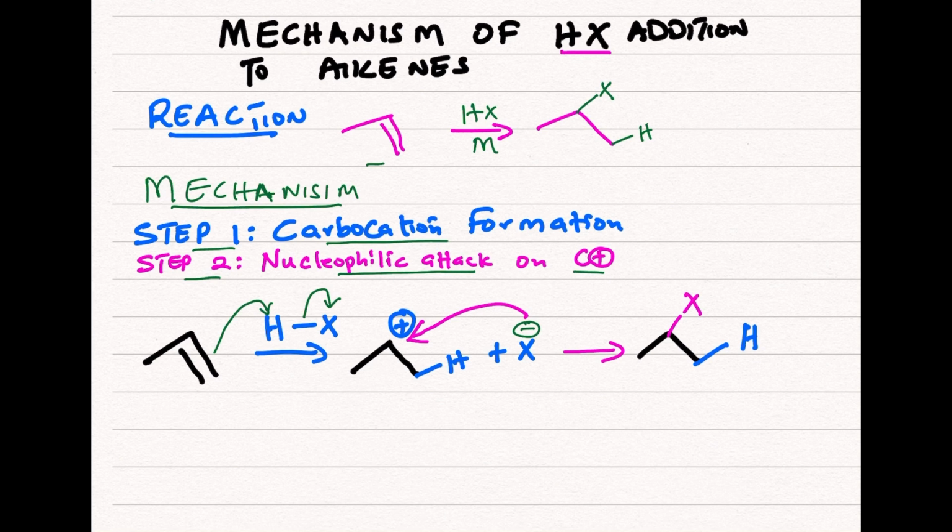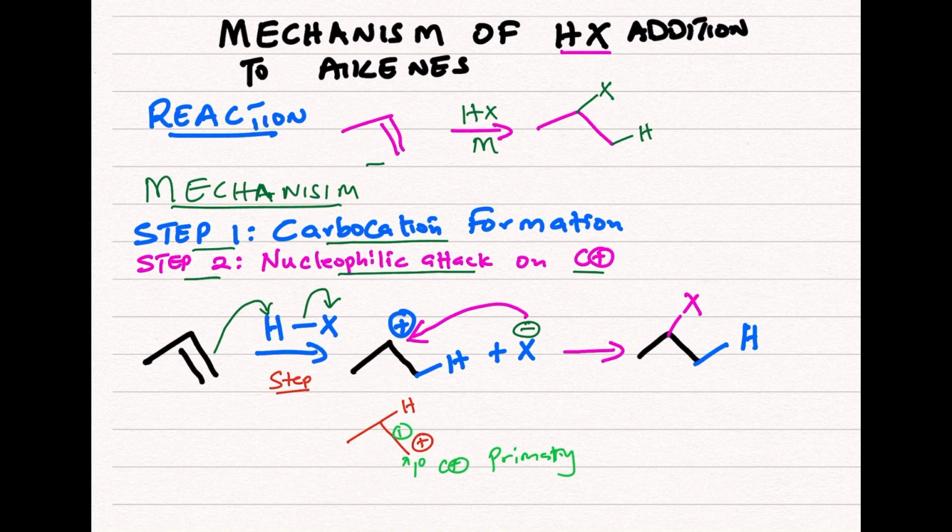Now looking at this reaction in step number 1, there are two possibilities. You could actually end up with the hydrogen adding to this carbon instead of the other one and end up with a carbocation on that position. The problem with this is that now this carbocation is a primary carbocation, and that's because that carbon is connected to only one other carbon.